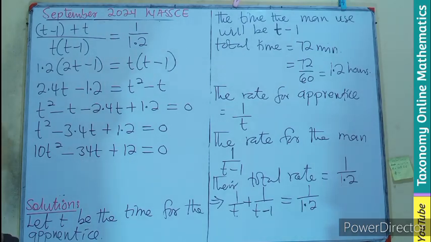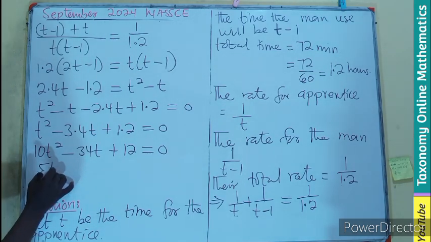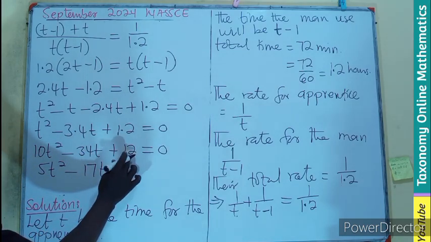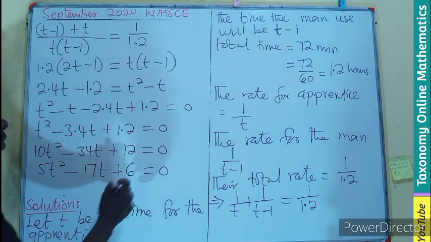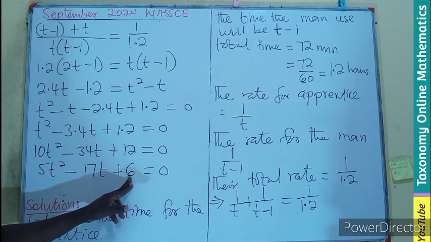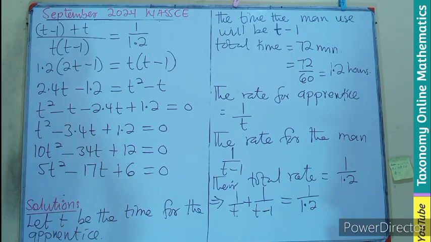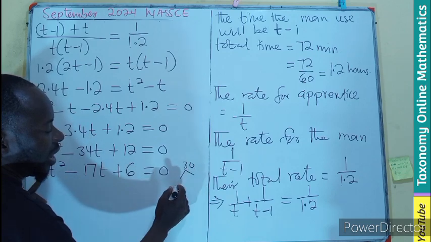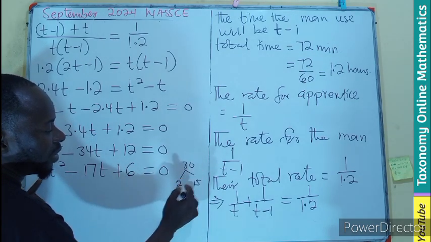Do we have any common factor? We do, that is going to be 2. So when 2 divides further, we get 5t squared minus 17t plus 6 equals 0. Now 5 times 6 will be 30. So factors of 30, let's say 2 and 15.